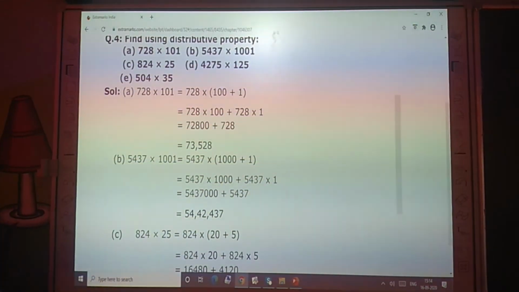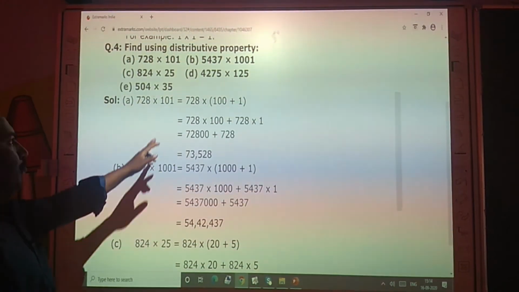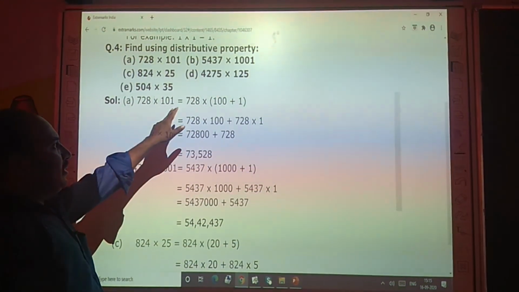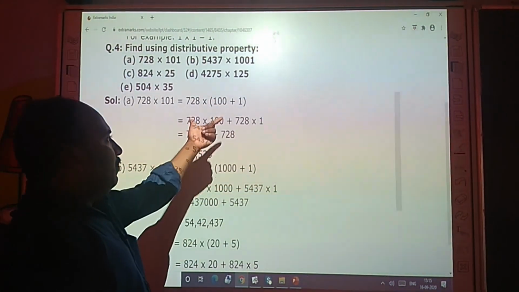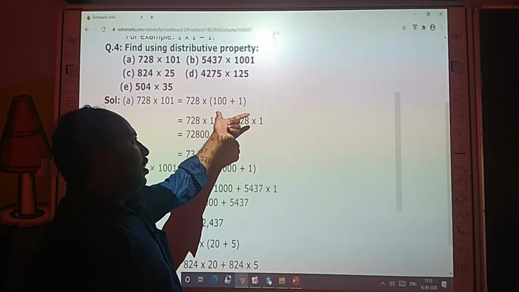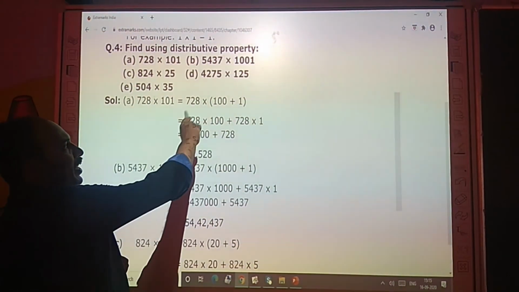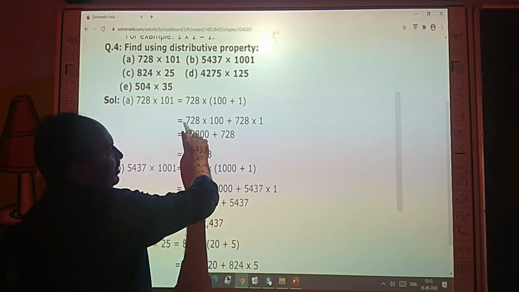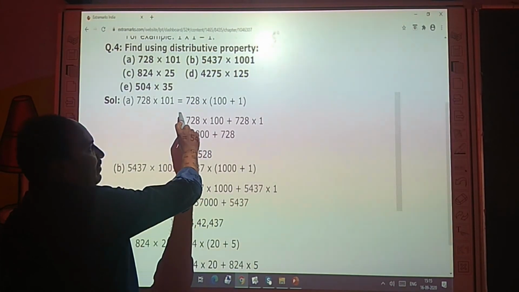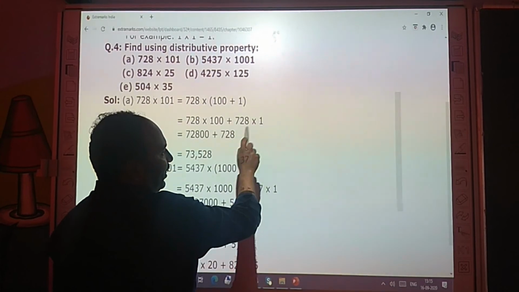Question number 4. Find using the distributive property. 728 into 101. The first term is 728 and the second term is 101. We write the number 101 as 100 plus 1. So here is the distributive property: A into B plus A into C. That means 728 into 100 plus 728 into 1.